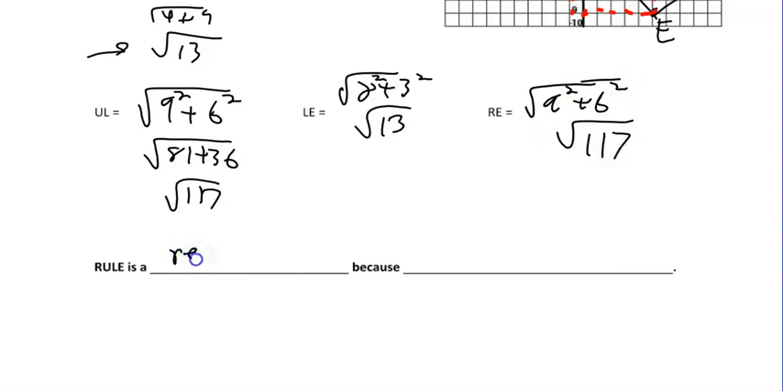So this is a rectangle because it has 4 90-degree angles. And that's it.